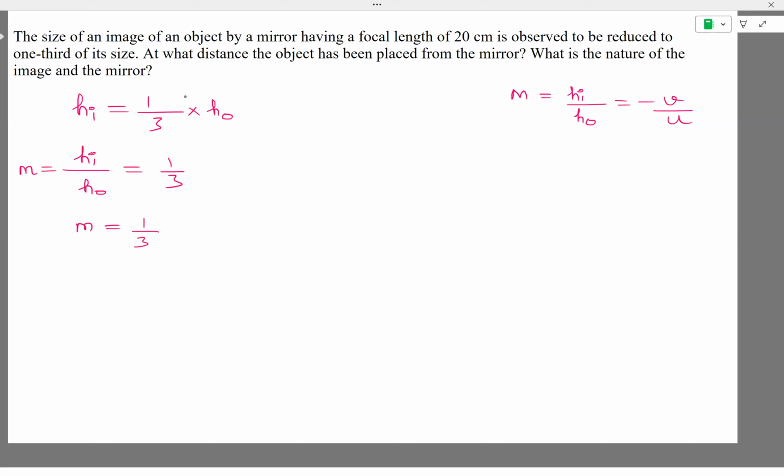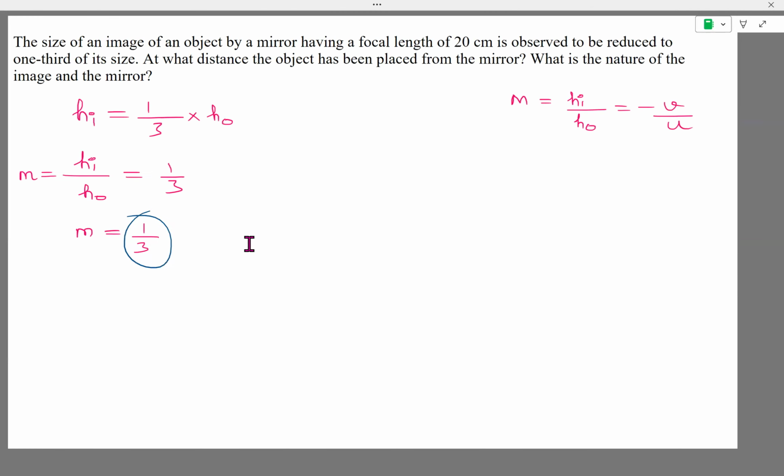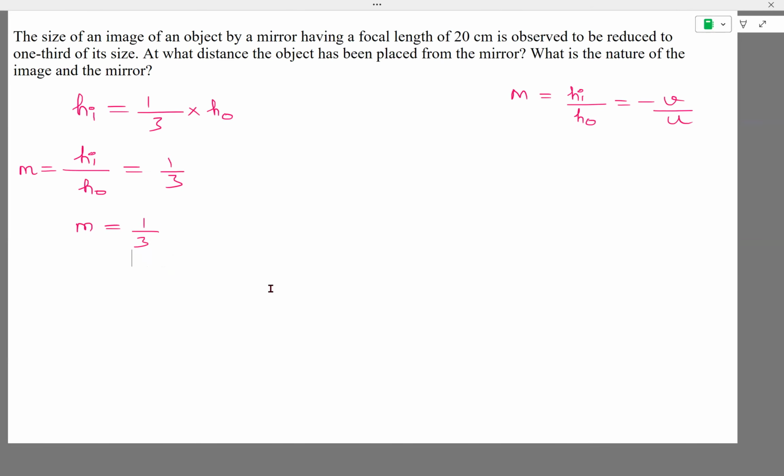Now, since they have not given the nature of the mirror, whether it is concave or convex, you know that magnification is 1/3, which is less than 1. That means the image is diminished. You can look from here also: the height of the image is 1/3 only of the height of the object. So the image size is less than the object size, so the image is reduced in size, or it is diminished.